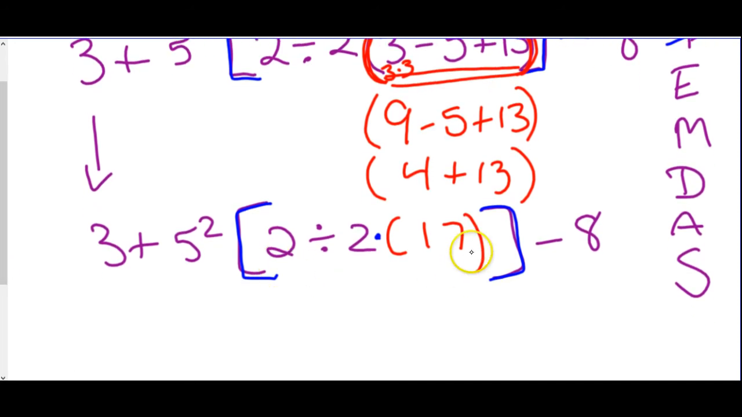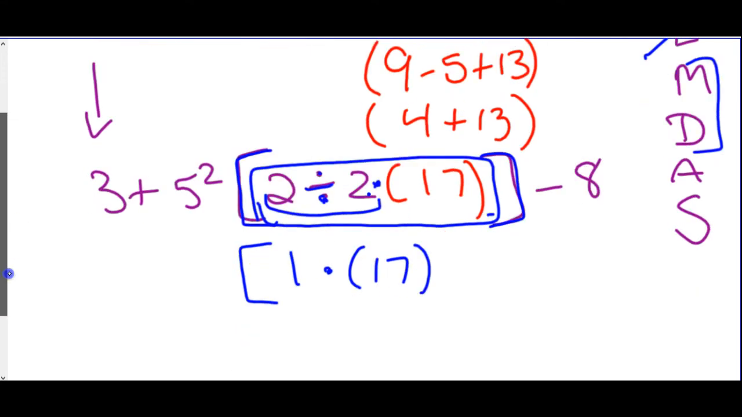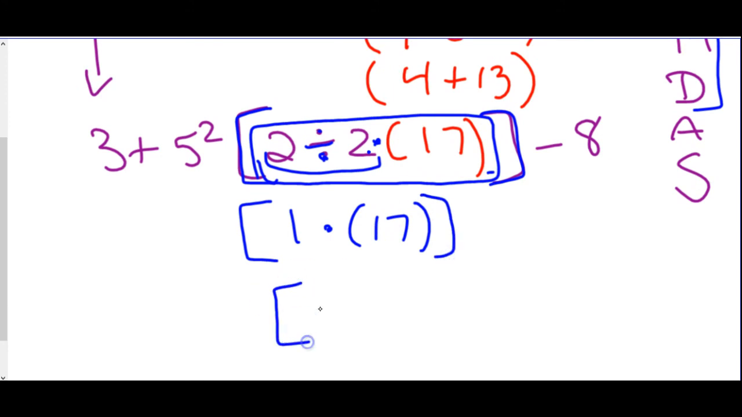There are no exponents inside the parentheses. We do have some multiplication and division. Again, since we have divide, then multiply, we have to go from left to right. I know it says MD, so we want to do multiplication first, then division. That's not the case. That's just saying we need to do multiplication and division at the same time. So from left to right, 2 divided by 2 is 1. So we did those two. And then 1 times 17 is 17.